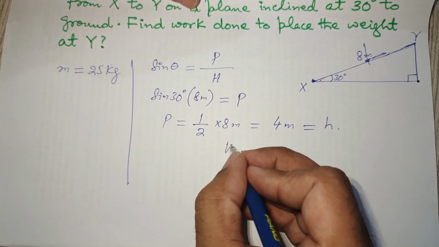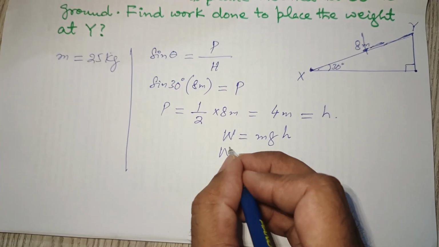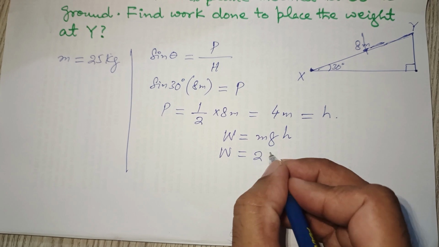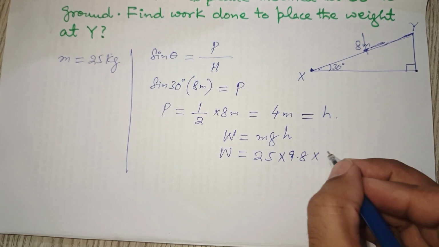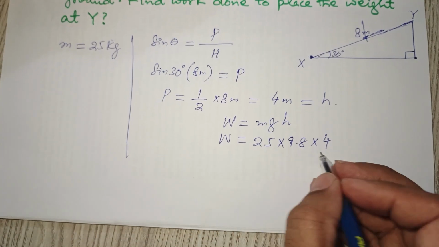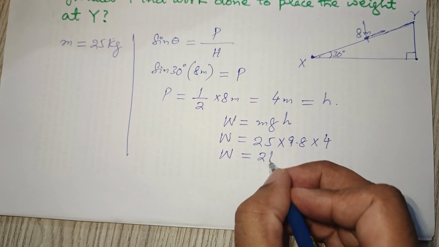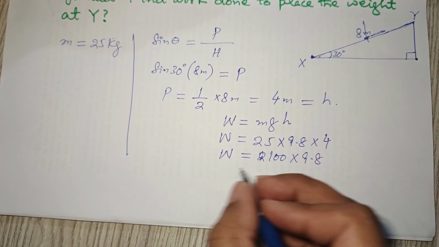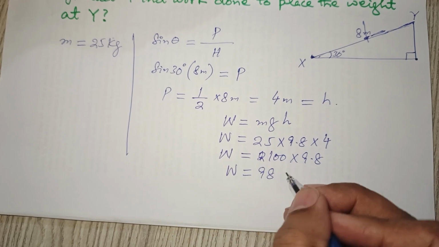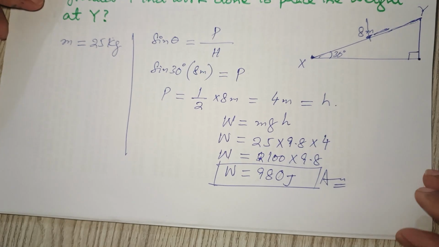Okay, so we have to find out W. W is equals to mgh. M is how much? 25. G is 9.8 and H is 4. So this will be how much? 25 into 4 is 100 and 100 into 9.8 will be 980 joules. This is your answer. Move to the next one.